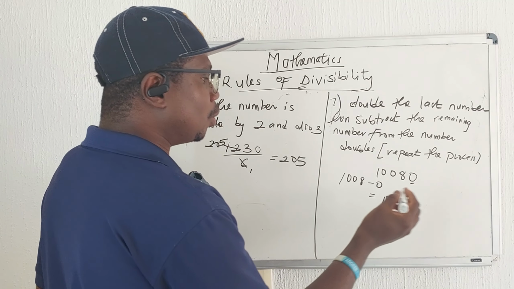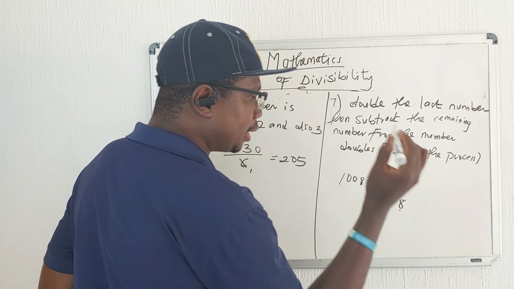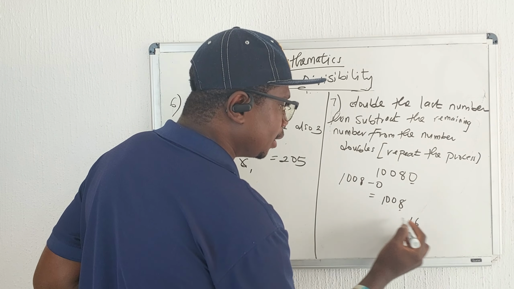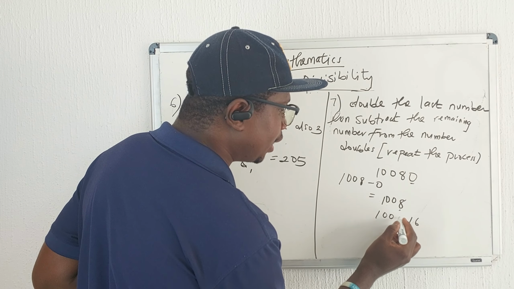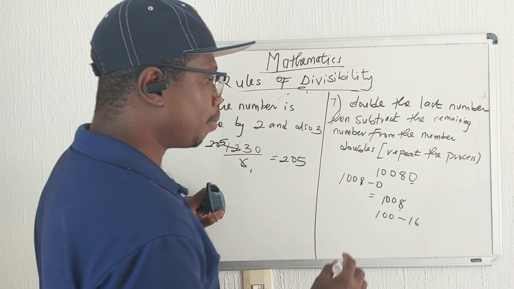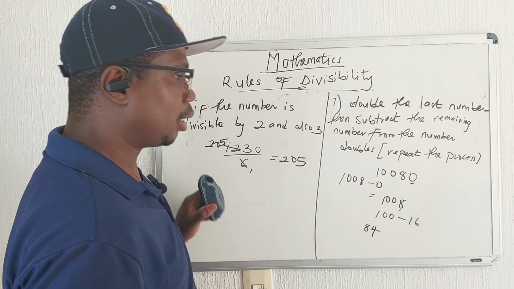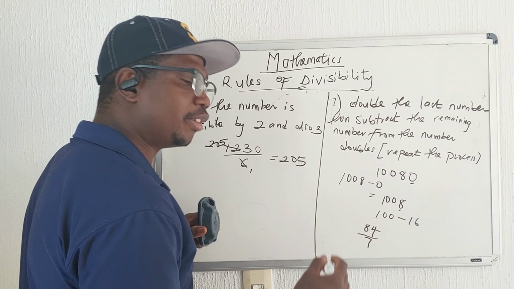Now we'll go to the next one, repeat the process. The last number is what? 8. When we double 8, we have 16. Then subtract the rest, which is 100 minus 16. 100 minus 16, we have what? 84. Can 84 divide 7? Yes. What is 84 divided by 7?